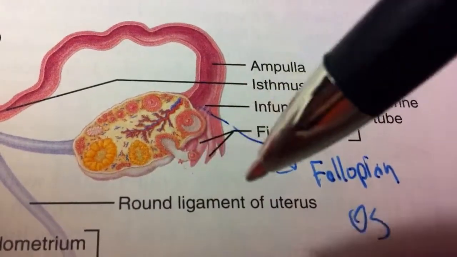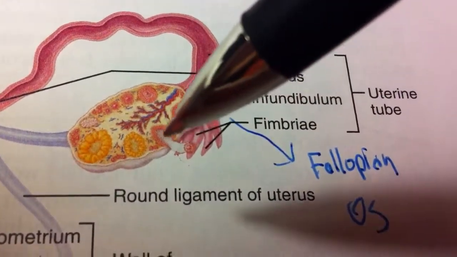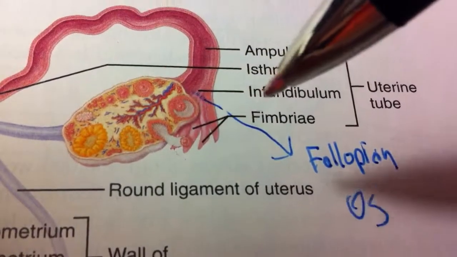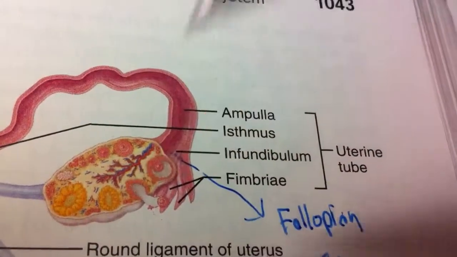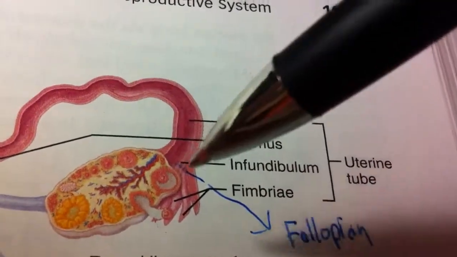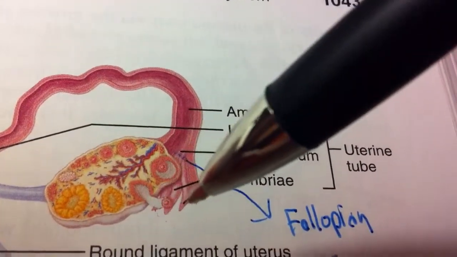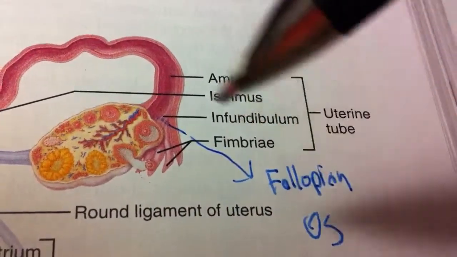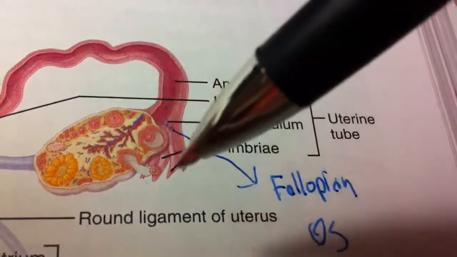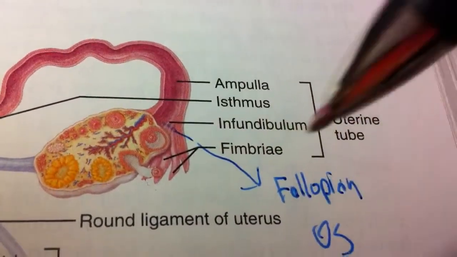Sometimes eggs can get released and just wander off into the abdominal cavity. Not a big problem unless it's been fertilized, in which case you do have a serious problem. But it's released out here, and it goes into the fallopian os, or the fallopian opening.